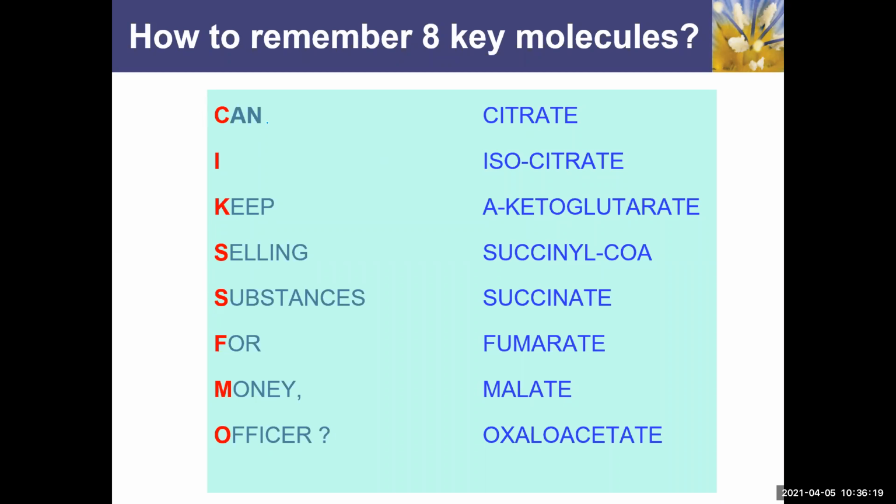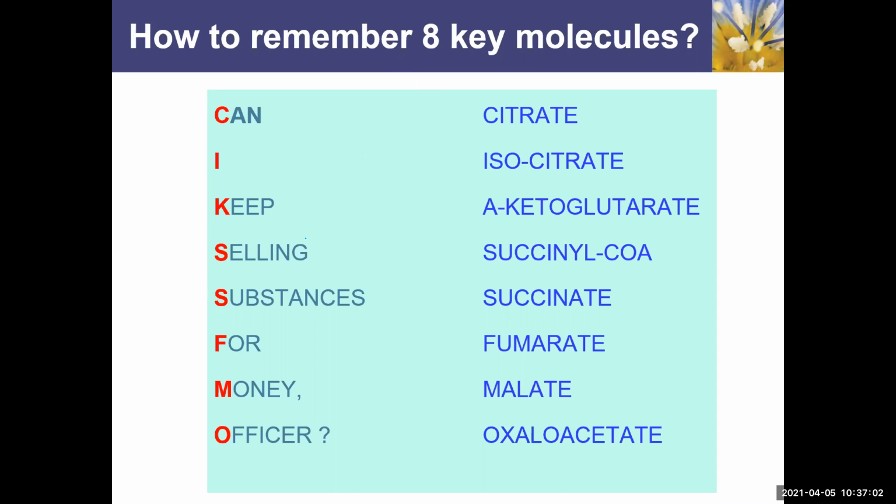So, the important thing about the 8 key molecules is this mnemonic: can I keep selling substances for money, officer? Right? So the first letters stand for citrate, isocitrate, alpha ketoglutarate, succinyl-CoA, succinate, fumarate, malate, and oxaloacetate. This is a mnemonic to remember the 8 key molecules. Is it clear? But you have to remember that you start with the acetyl-CoA. So acetyl-CoA, you have to understand that we start with the acetyl-CoA.